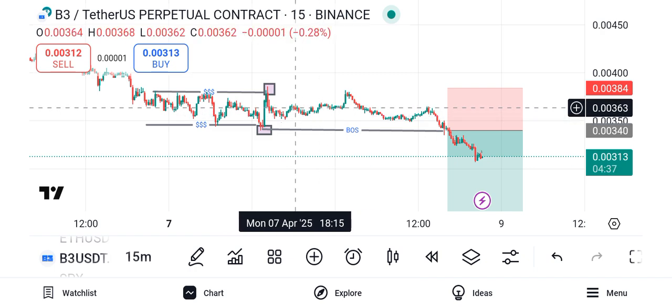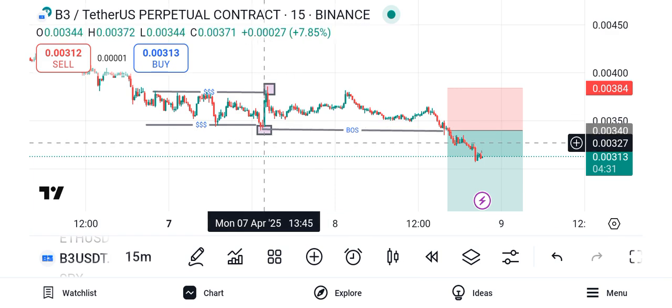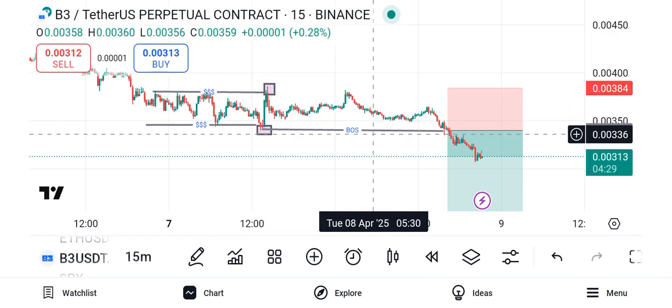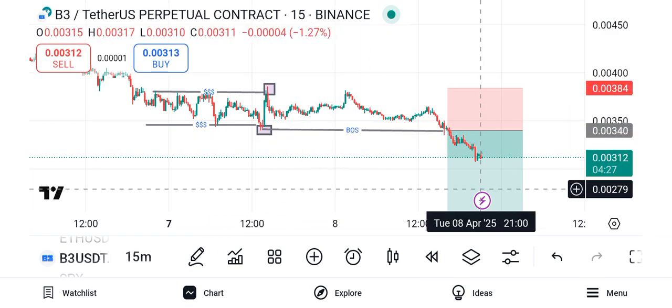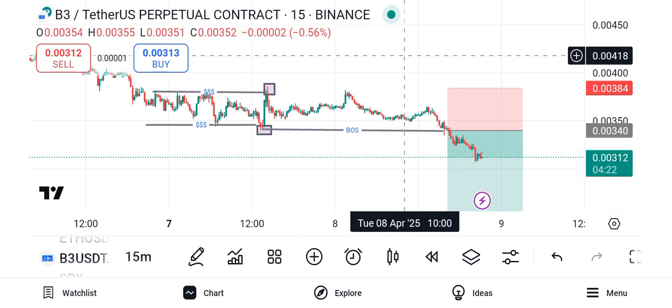Now, after this occurs, what you need to do next is wait for the market to break structure to either the downside or the upside. If it breaks structure to the downside, that means it wants to go down. If it breaks structure to the upside, that means it wants to go up.